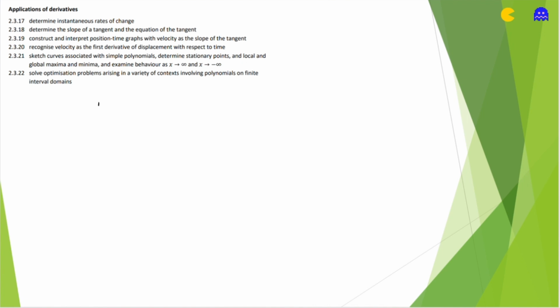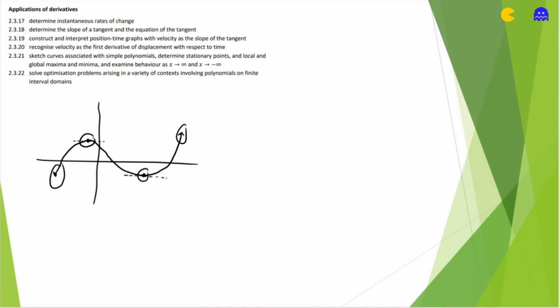So if we consider a function like this, we have a cubic here. We can consider the local maximum here. This is the point where the gradient is equal to 0. And this is the point where the gradient is also equal to 0. So this is kind of like the local maximum, and this is the local minimum, whereas these kind of extend to negative infinity and positive infinity respectively. But in general terms, this is not what we're really interested in.